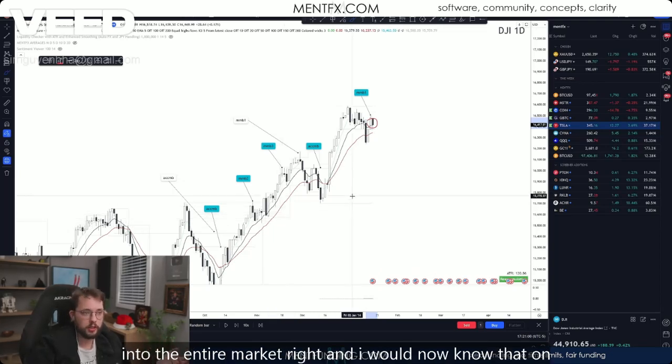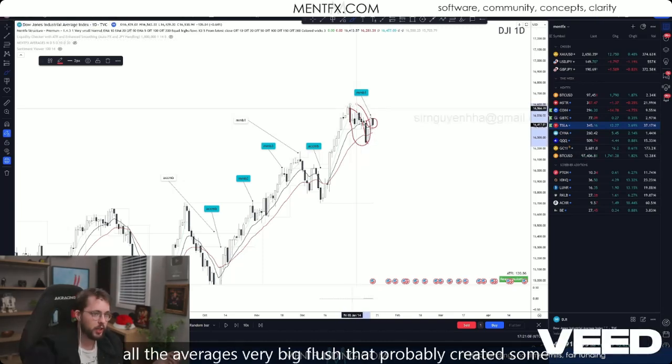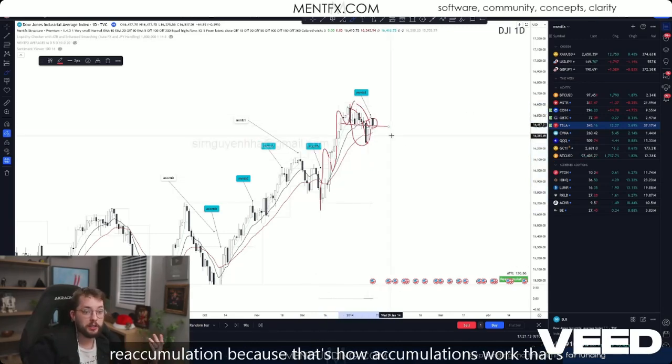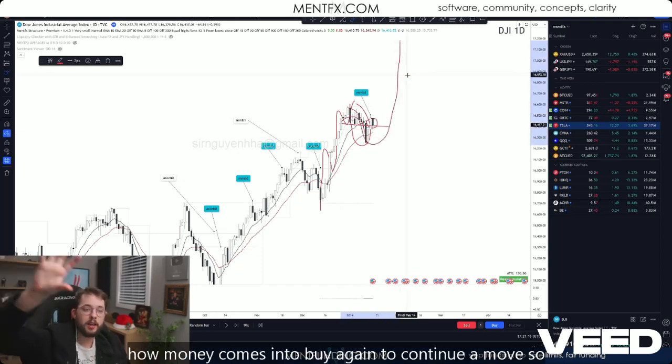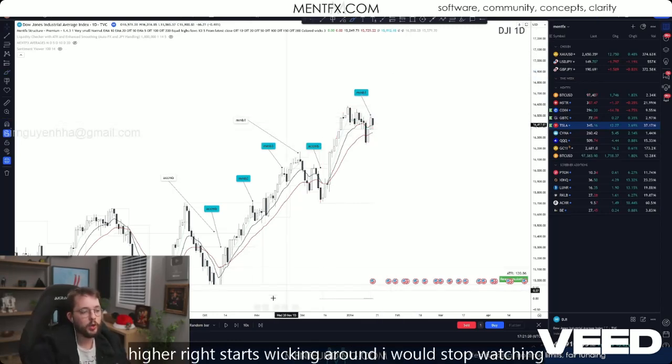And I would now know that on the 65-minute, this here would be a major flush down below all the averages, a very big flush that probably created some large anticipation of a higher low, which means it's a reaccumulation, because that's how accumulations work. That's how money comes in to buy again to continue a move. So everything right now would be lining up for a continuation higher.